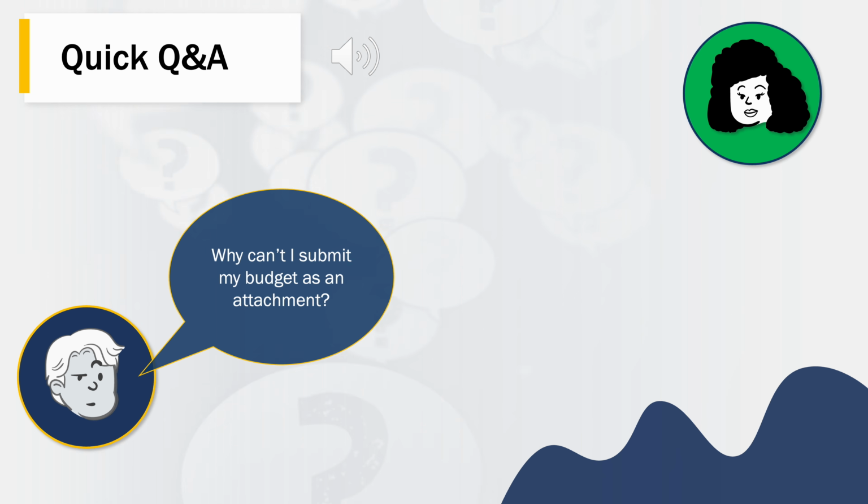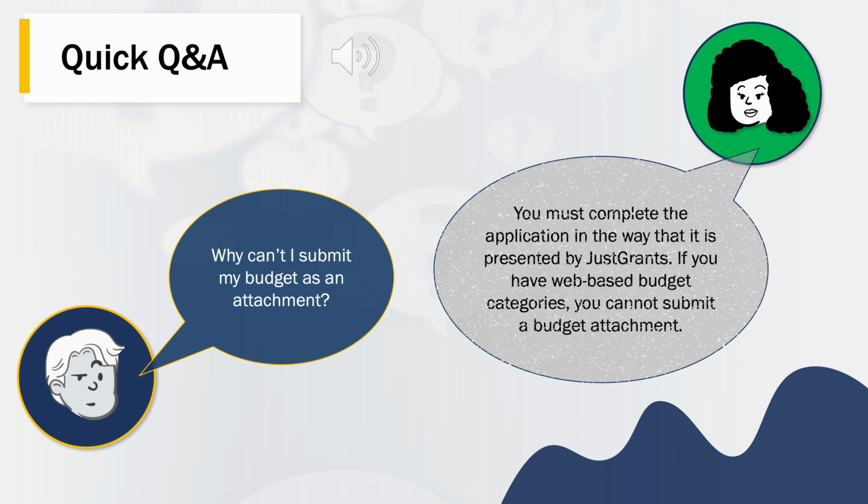Why can't I submit my budget as an attachment? Pay attention to required sections. You must complete the application in the way that JustGrants presents it. For example, if your application contains web-based fields for your budget categories, JustGrants will not allow you to submit your budget as an attachment. You must follow the steps indicated in JustGrants.